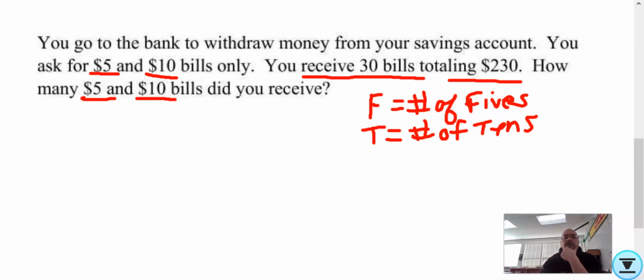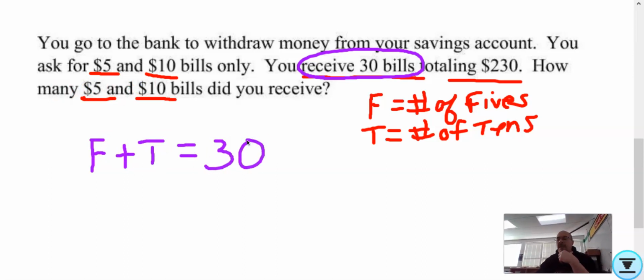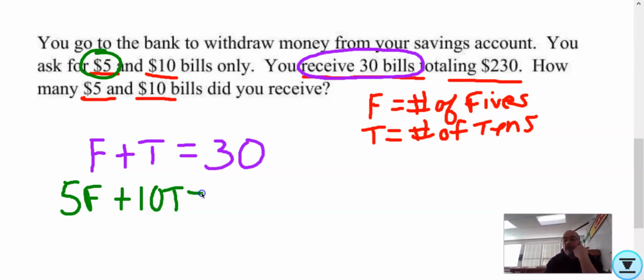Well, the first thing I'm going to do here is look at the number of bills. So the number of 5s plus the number of 10s is going to equal 30 of them. I have 30 total bills. Okay, now the dollar amount, well, obviously the 5s are worth $5, right? So 5F plus the 10s are obviously $10. 10T equals now the $230. All right, cool, I got my system.